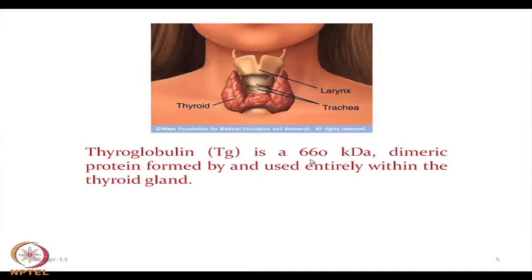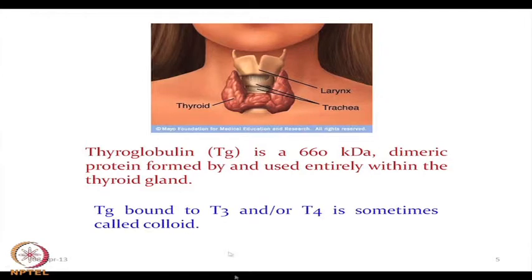a molecular weight of 660 kilodalton. So, this 660 kilodalton bearing dimeric protein, that means it has two parts basically, is formed by and used entirely within the thyroid gland. So, the thyroid gland is responsible for the use of this thyroglobulin protein molecule, and the thyroglobulin molecule is responsible for handling these molecules like T3 and T4.